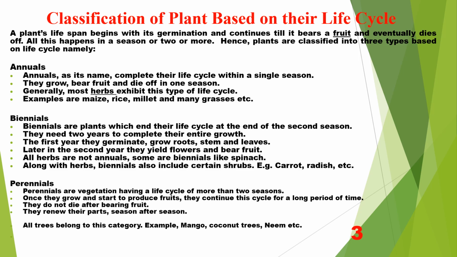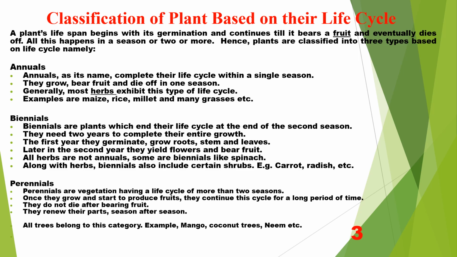So, on the basis of life cycle, we said we can classify the plant into 3 major groups. The annuals. When we say annuals, as its name, they complete their life cycle within a single season. That means the plants will go from seed to flowering. Their development starts from seed to flowering. It takes 1 growing season. That means in 1 year. Within 1 year, it finishes everything.